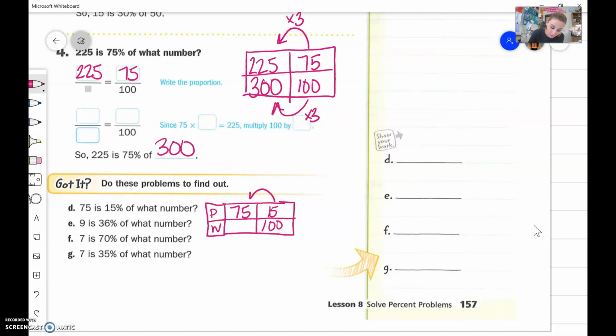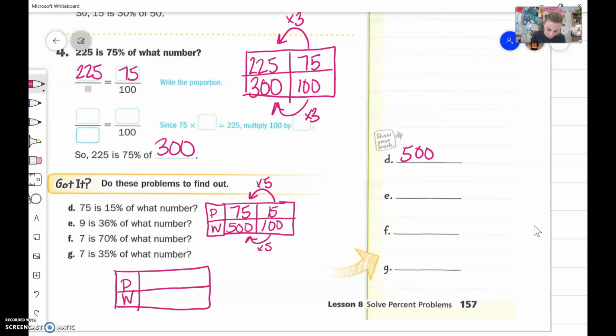So how do I get from 15 to 75? I'm going to multiply by 5, which means I have to multiply the bottom by 5, which gives me 500. So my first answer is 500. Okay, the next one, let's do our part and our whole ratio table. See how easy this is when we do the part and whole ratio table?